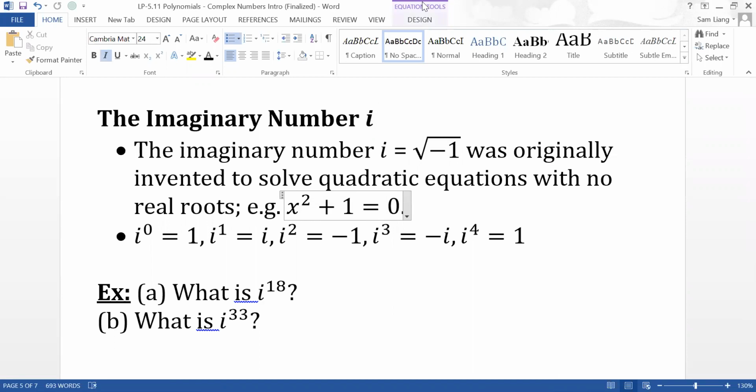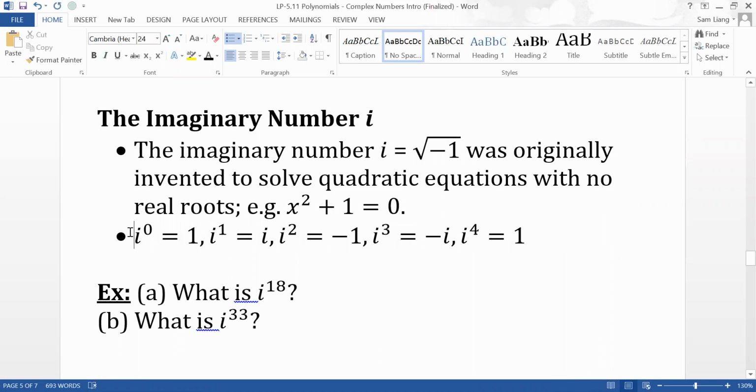And you can even picture the graph. x squared plus 1 is going to be above the x-axis, so it's going to be up here. There's not going to be any real x-intercepts, so no real zeros. But yeah, that's how it's defined: i equals square root of -1.